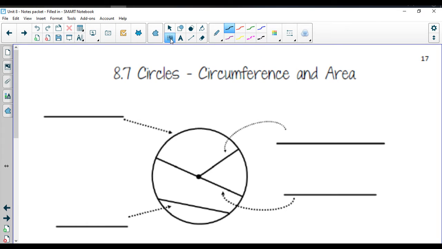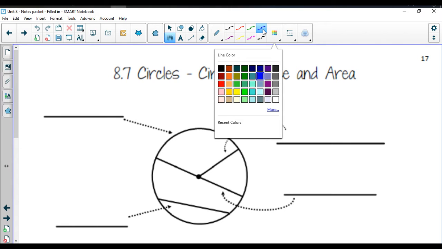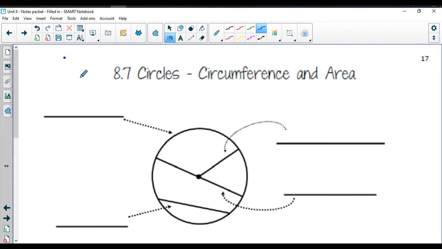All right, lesson 8.7 is about circles. We're going to be talking about circumference and the area of circles, and looking at different formulas that we're going to be using for these things. So to first get us started, we're just going to talk about the different parts of a circle so that we can actually discuss those.